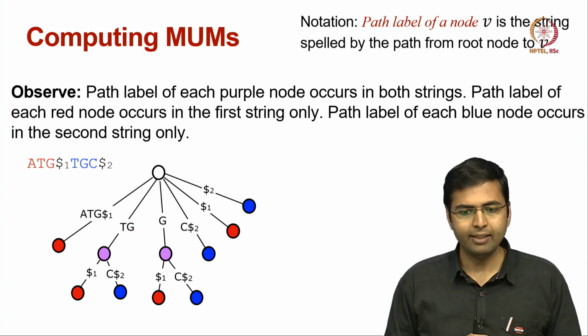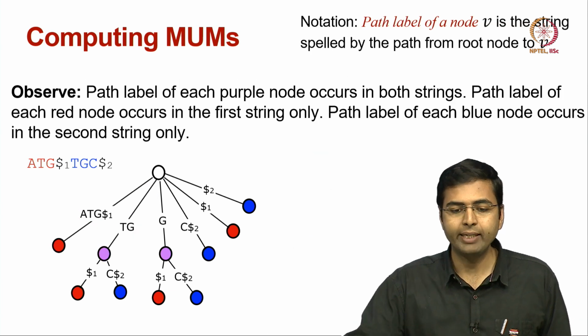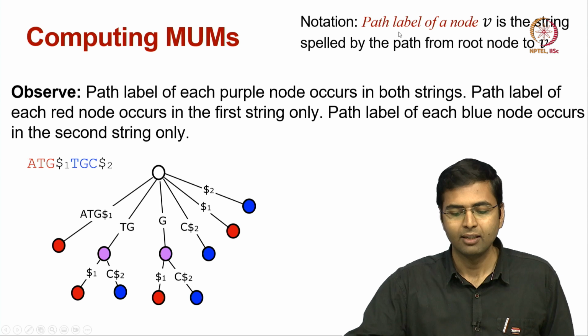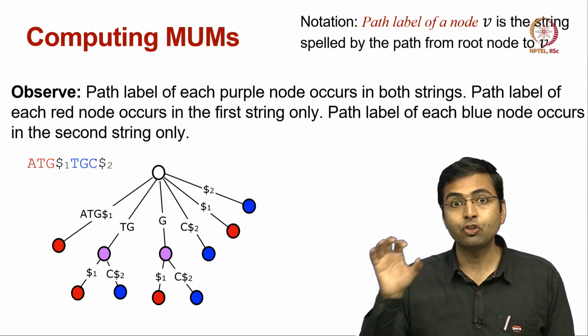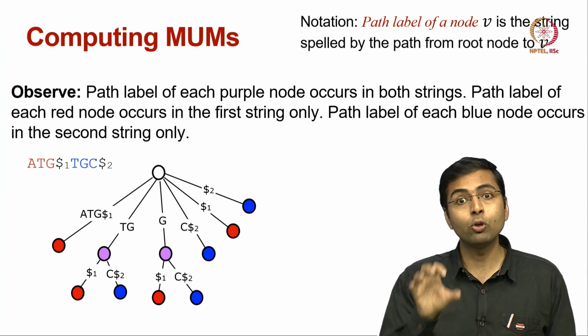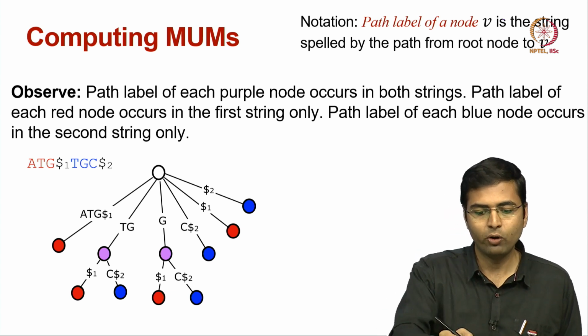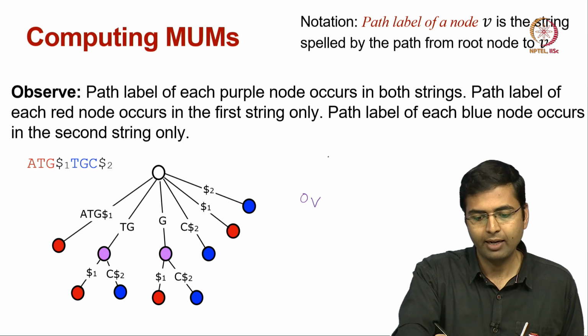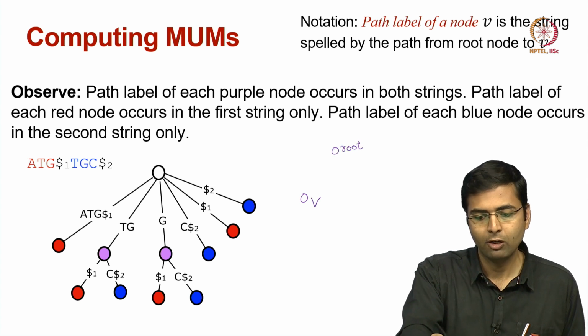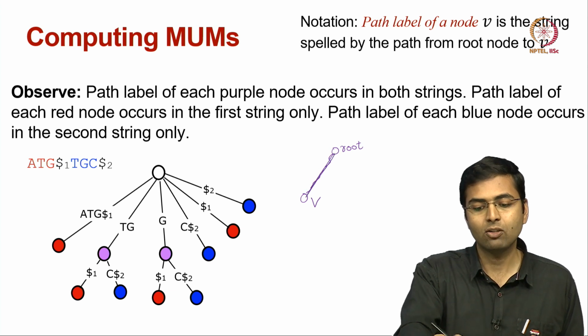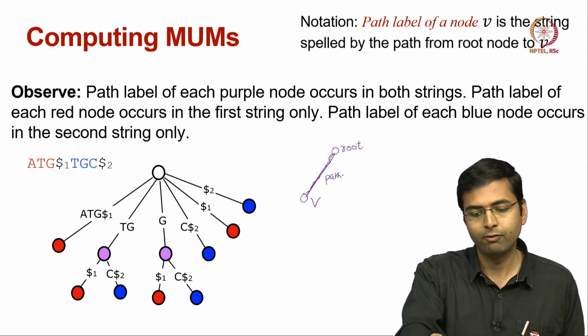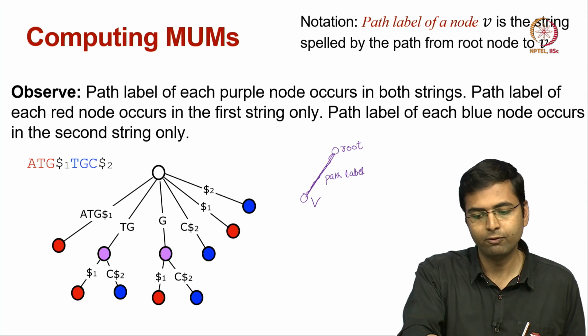Just to reiterate, the notation that we have been following is that the path label of a node V is the string spelled by the path from the root node to V. So if there is a node V and a root node, then the string spelled by the path from the root node to V is called the path label of that node.